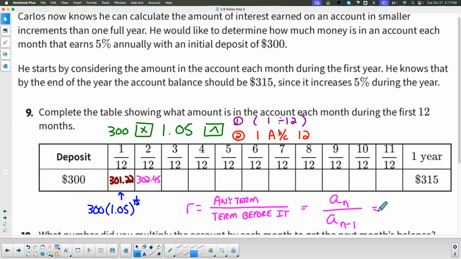What do we get for an R value? 1.995? No, that's because that's bigger. Take any term and divide it by the term right before it. What do you get, Andrew? 1.004. I like that one much better. 1.004 is the R value that Carlos would have to multiply by to get the next one. So with that being said, what would the next blank box be?